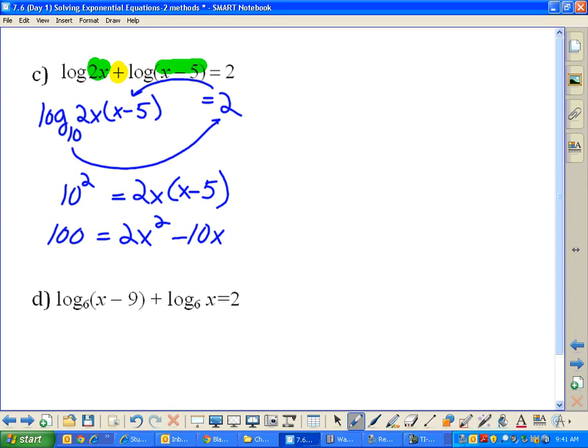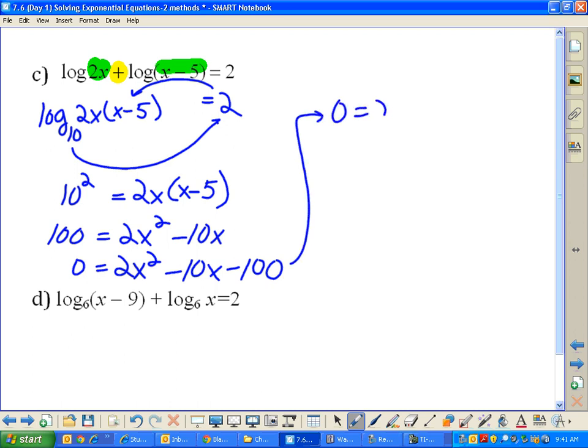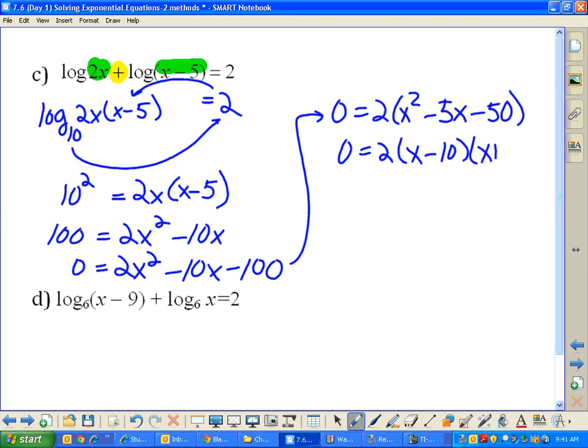Again, because of that x squared, I can't solve that unless one side is equal to 0. So this is going to be rewritten as 2x squared minus 10x minus 100 equals 0. And then I do see a GCF hanging out in there. So 0 is going to be equal to 2 times x squared minus 5x minus 50. And then a little guess and check. Factors of negative 50 that make negative 5 would be negative 10 and positive 5.